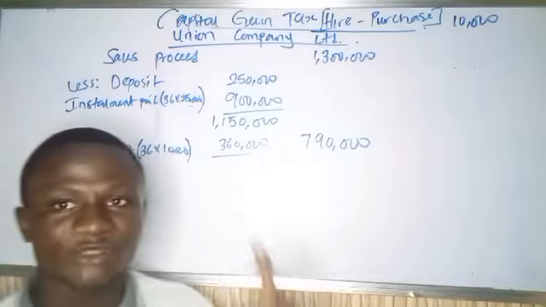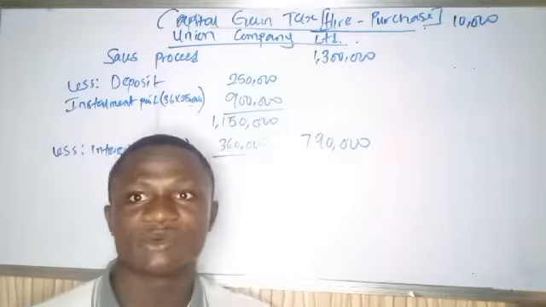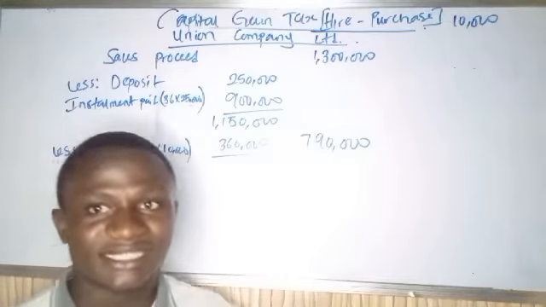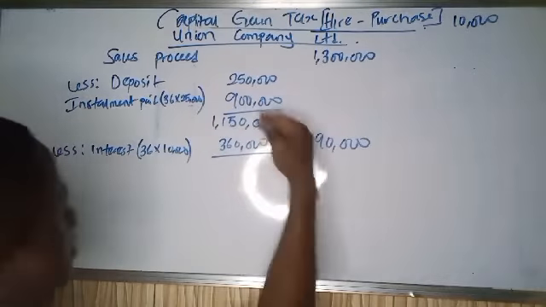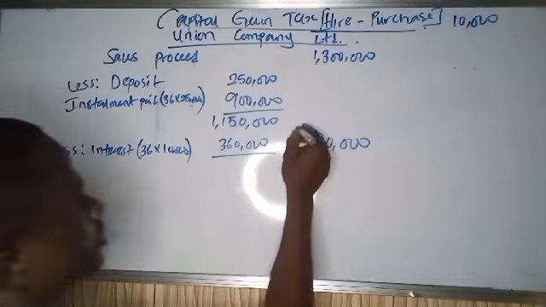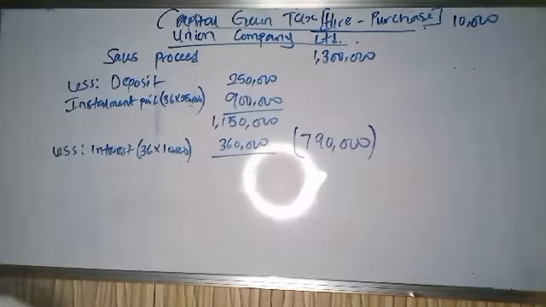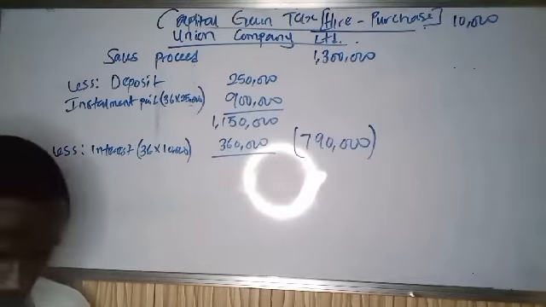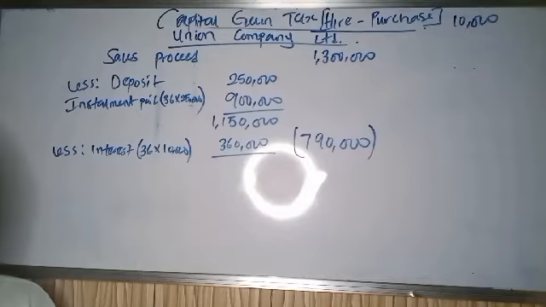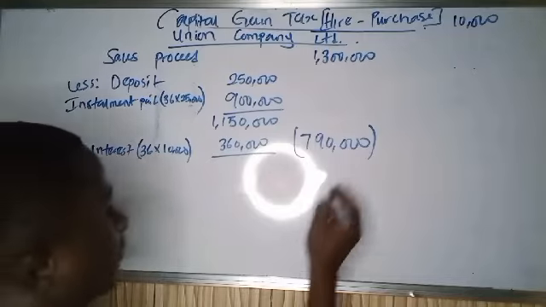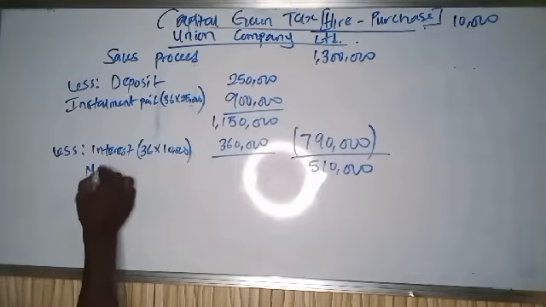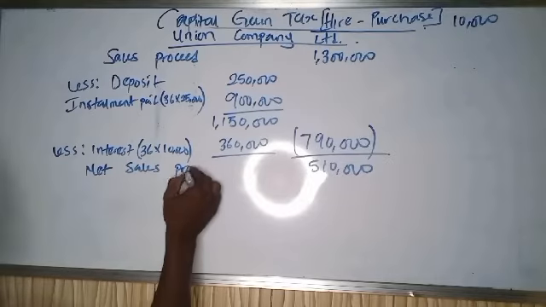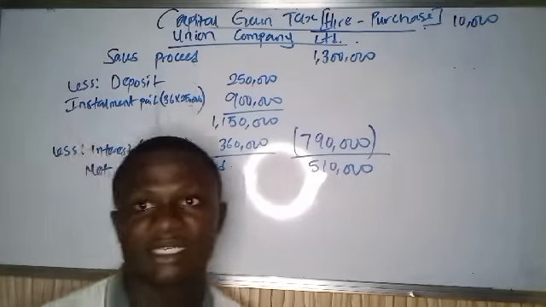Now I will explain why you need to do all the calculation we did earlier, in that second option of the answer. Just follow the class. For me to get my net sales proceed, I'll just say 1,300,000 minus 790,000, that was 510,000 naira. This is my net sales proceed.